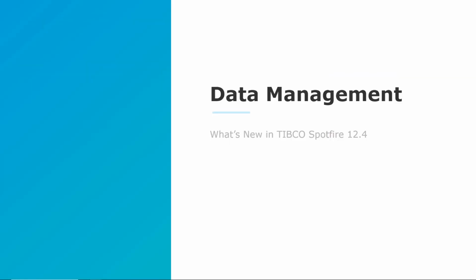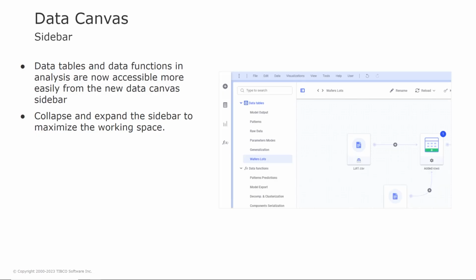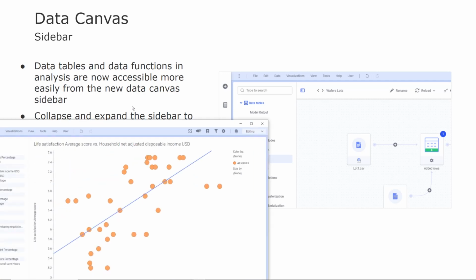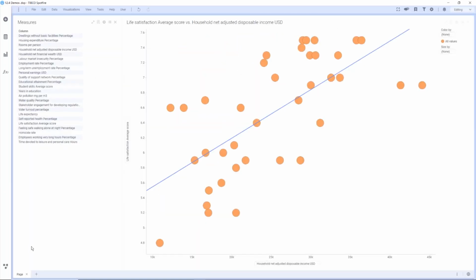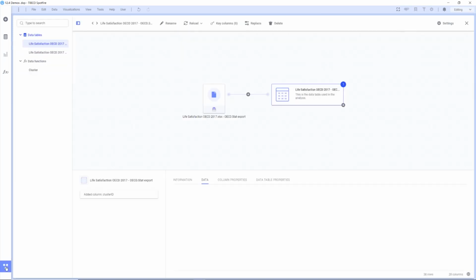Looking into data management and data science, the new Data Canvas sidebar enables accessing data tables and data functions more easily. So you can quickly switch between data tables, access data functions, and navigate through your data. So let's look at how this looks in Spotfire.